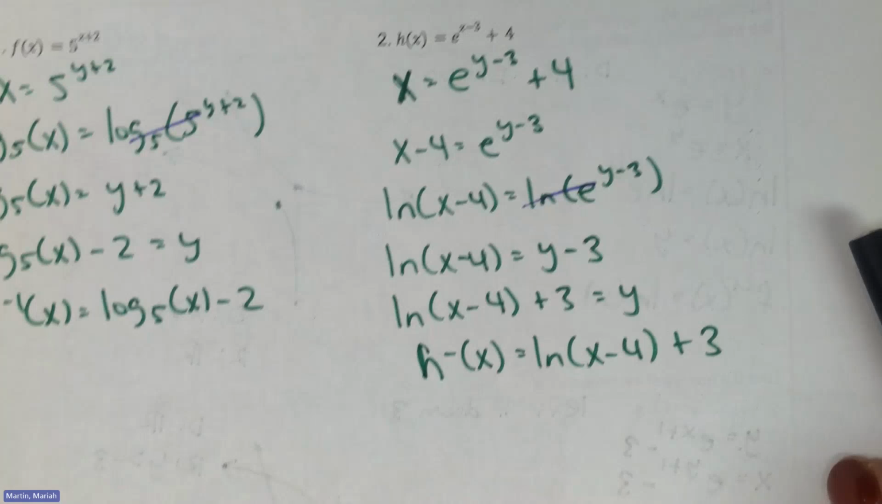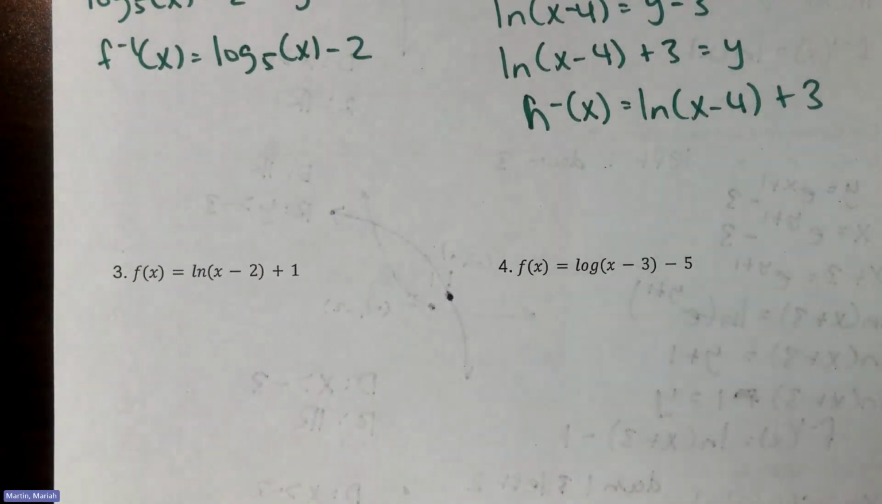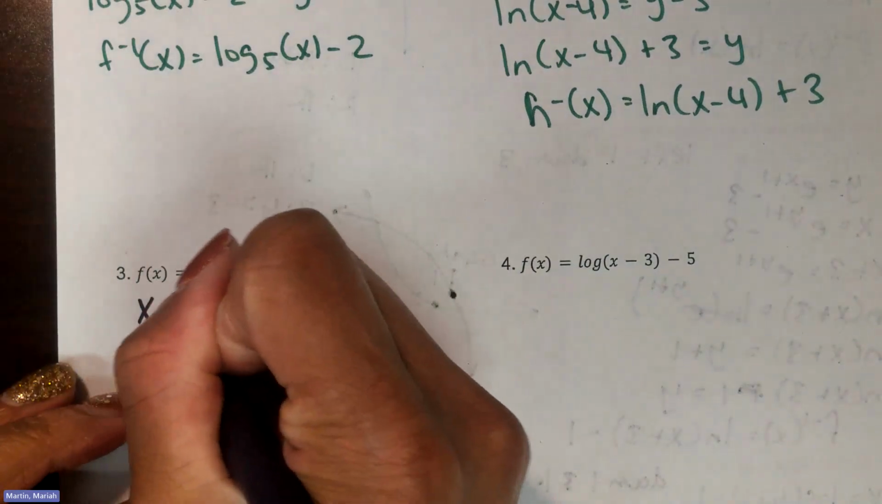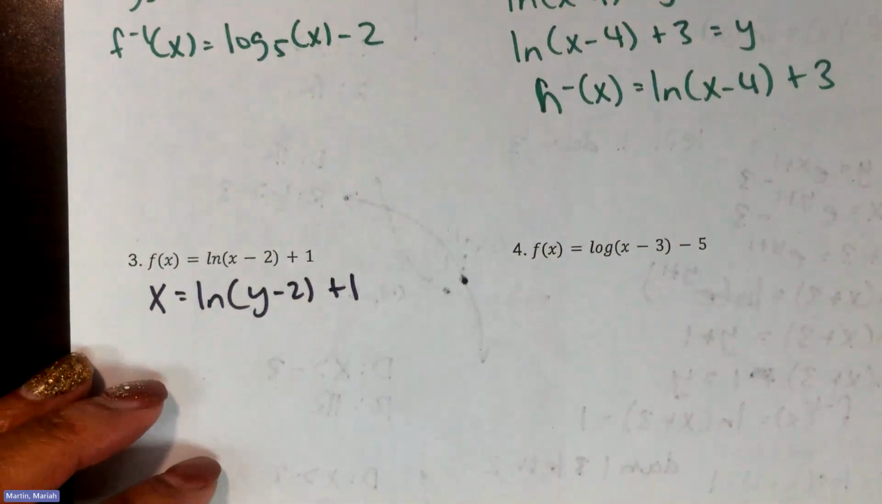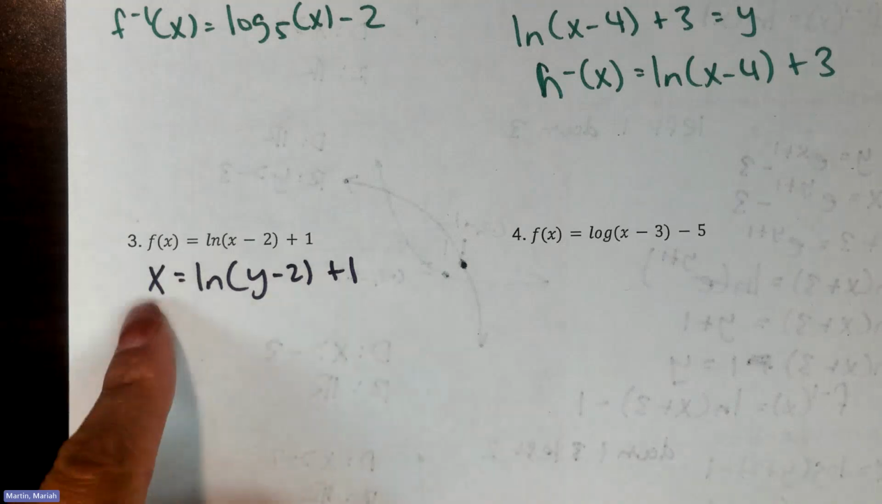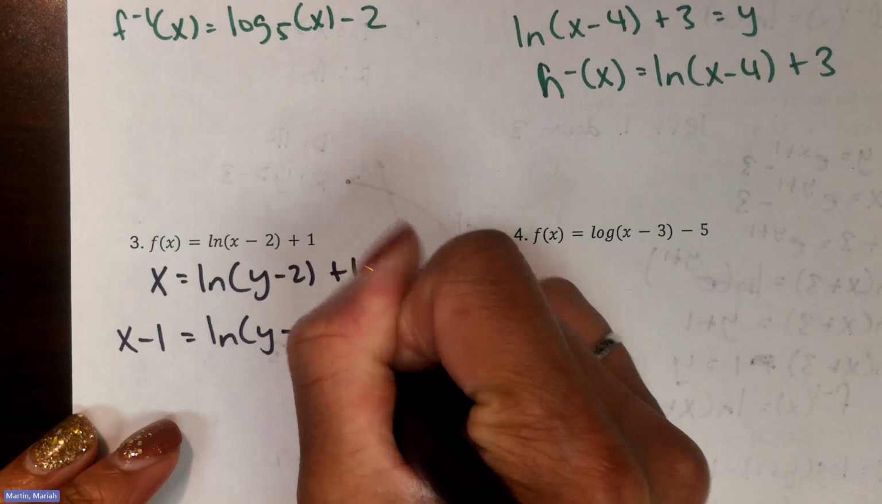Okay, let's go on to number 3. Now we are using our prior knowledge of solving exponential and logarithmic functions to find the inverse. Number 3 says f of x equals the natural log of x minus 2 plus 1. Remember, we're switching our x and y. Now we know we need to subtract 1 to the other side. So x minus 1 equals natural log of y minus 2.